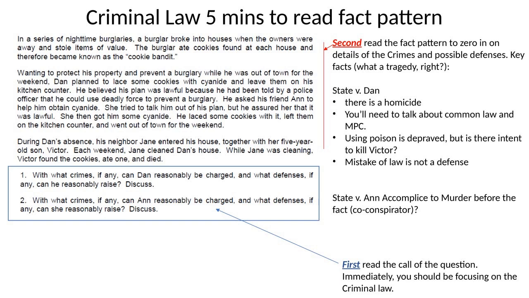State v. Anne, and this is not State v. Jane. So don't talk about State v. Jane. Anne is the accomplice. She got the cyanide. So State v. Anne. So we're talking about being an accomplice before the fact.